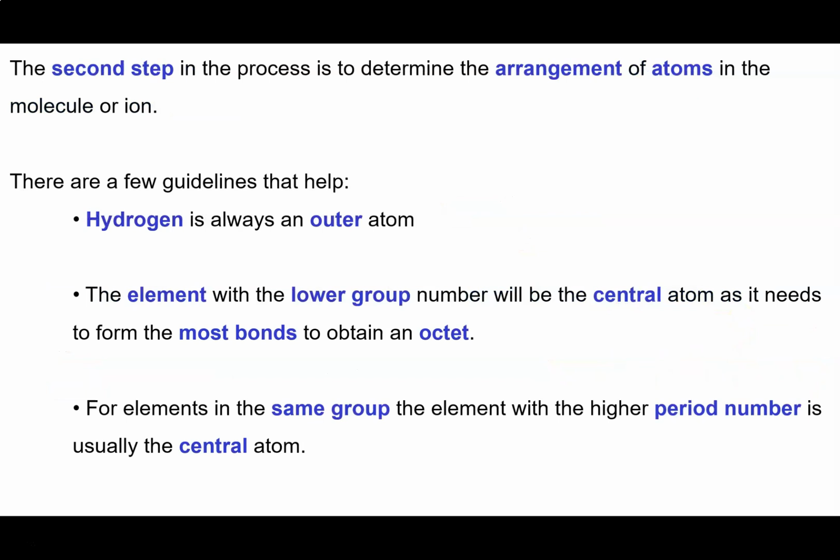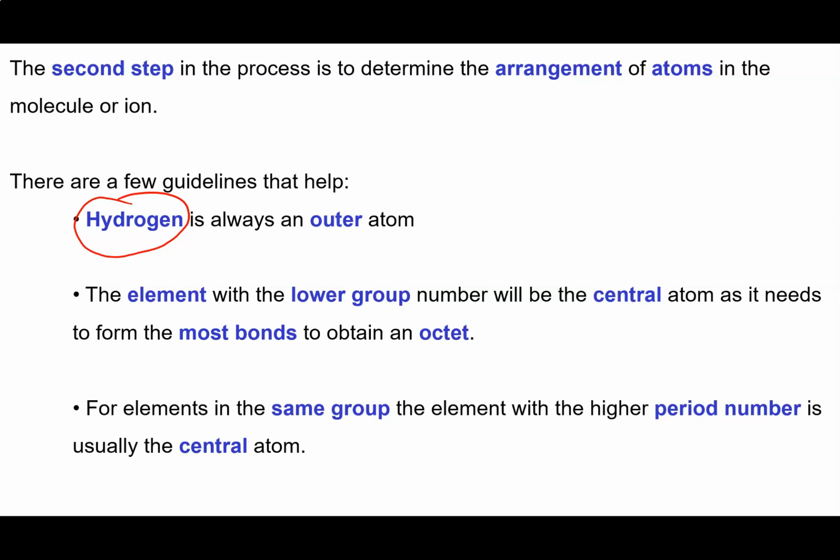So the next step in this process is I have to decide the basic layout of the atoms in my molecule or ion. And there's always going to be one central atom and then multiple, well, theoretically multiple, we're going to look at up to 6 perhaps, outer atoms. So we want to be deciding what atom's going to go in the middle and what atoms are going to go on the edge. And these are the things that can help you. Hydrogen is always an outer atom. It always goes on the outside of our molecule.